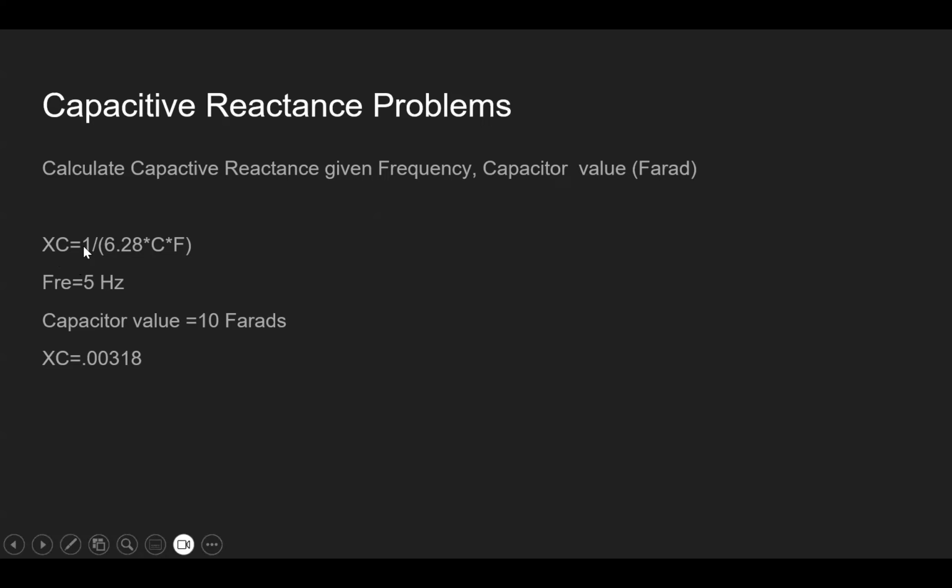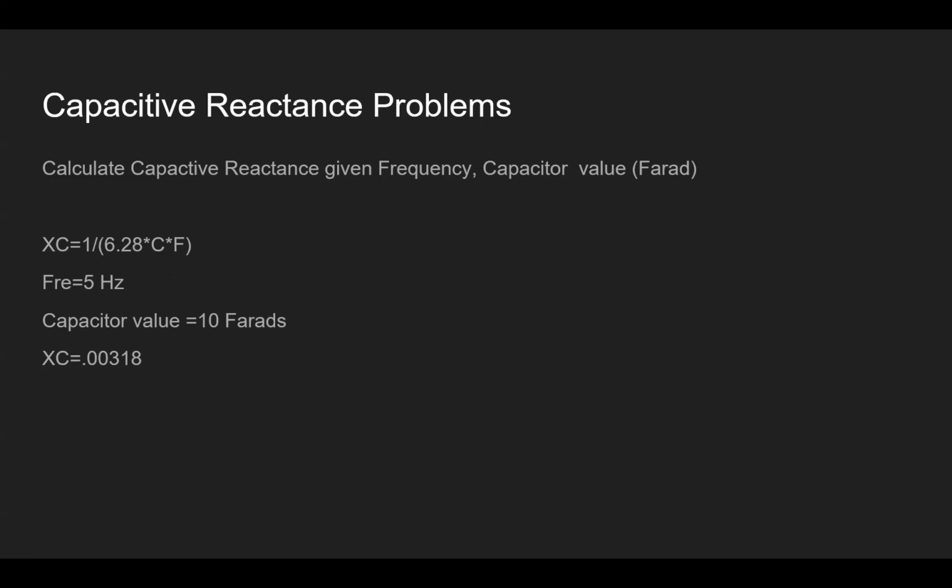So capacitive reactance equals 1 divided by 6.28 times C times F, where C is the capacitance and F is the frequency. So don't get that confused with F being farads. F here is just standing for frequency. C is the capacitance. The 6.28, if you're wondering where that came from, that's just a constant, just like in some equations you have gravity, 9.81, as a constant. It's a constant value that anytime you do this problem, it's always going to be that number.